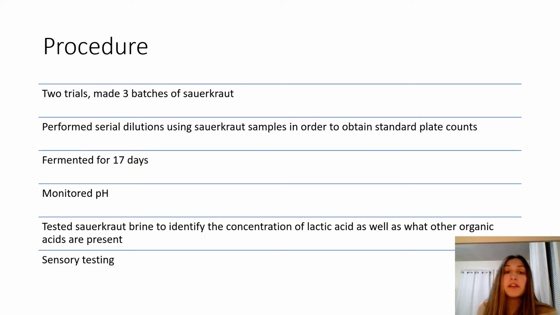For my project, I ran this experiment twice by creating 3 batches of sauerkraut samples. 2 contained starter cultures and 1 did not, meaning that it would ferment spontaneously. These batches of sauerkraut fermented over a period of 17 days in which the pH was monitored daily or every other day. Additionally, the sauerkraut samples were used to obtain standard plate counts by performing serial dilutions, and the brine of the sauerkraut was collected in order to test it for the concentration of organic acids. Once the sauerkraut was made, we were able to run a sensory test to determine whether the strain variability between samples affected the sensorial attributes.